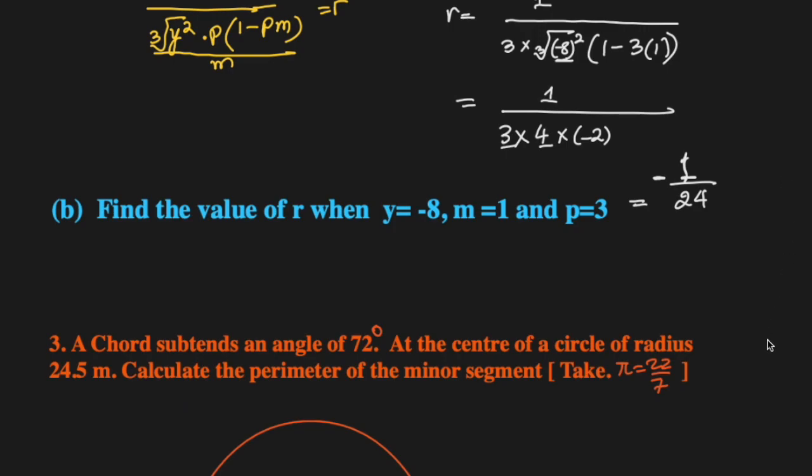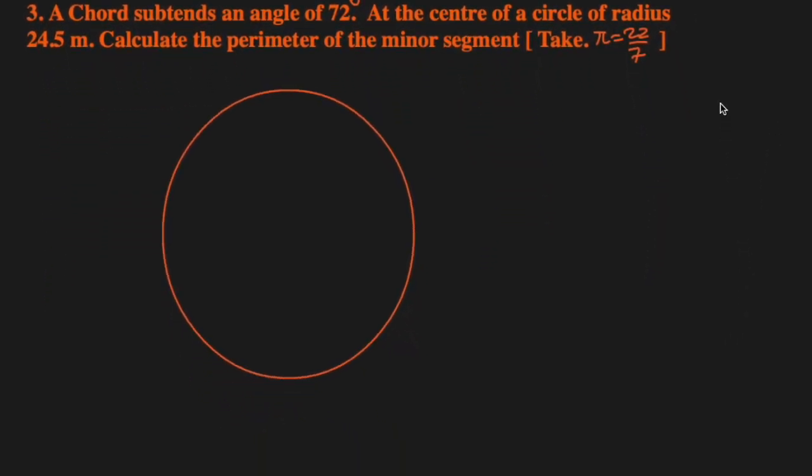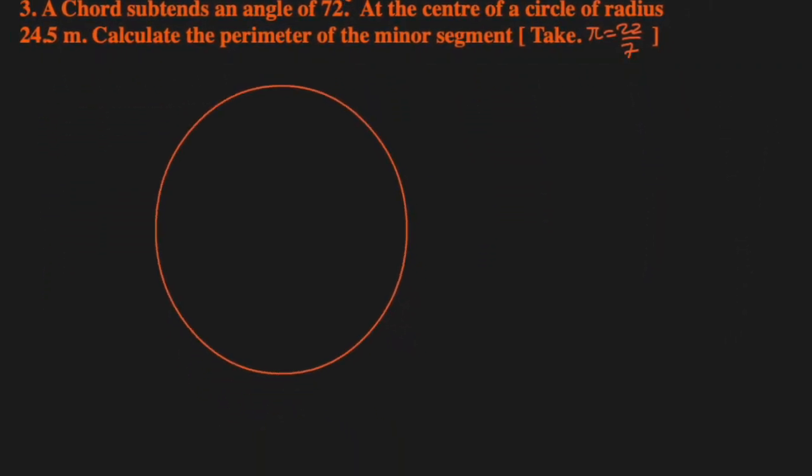Next question. A chord subtends an angle of 72 degrees at the center of a circle. So let's say this is the center of the circle O, and it is subtending an angle of 72 degrees. And this is the chord. Okay.